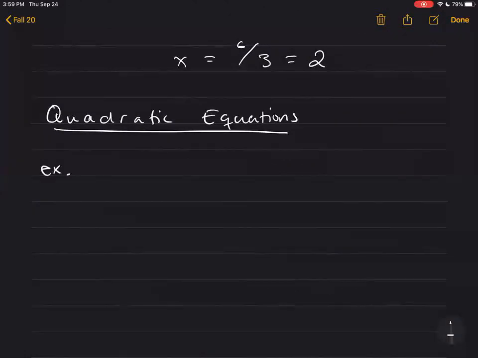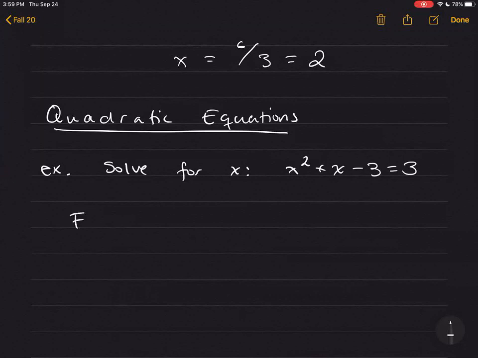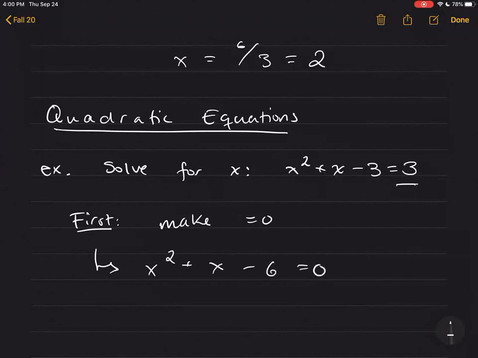So for example, if we wanted to solve for x squared plus x minus 3 equals 3. There's a simple algorithm you can follow. First, make it equal to 0. In this case, we have it equal to 3, so we need to subtract 3 from both sides. We'll get x squared plus x minus 6 equals 0.